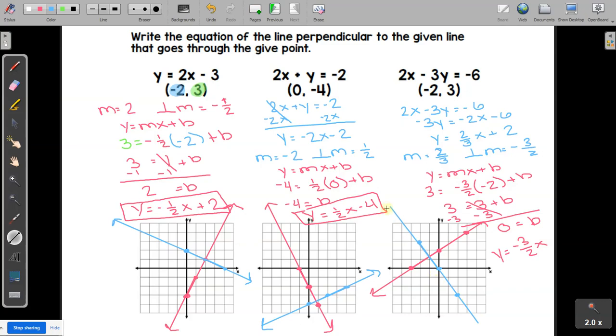And now we have 2 lines that are perpendicular to each other. So that is your lesson on parallel and perpendicular lines.